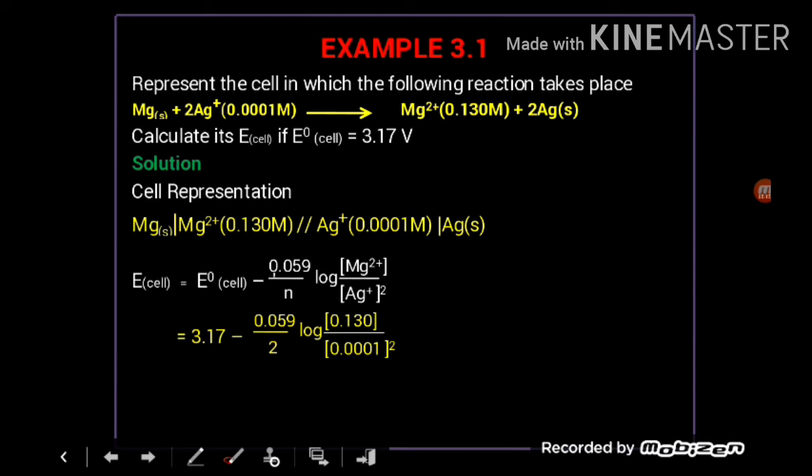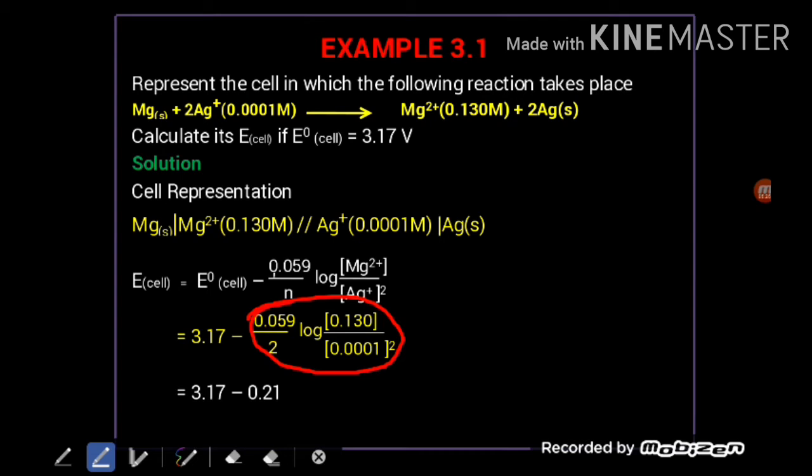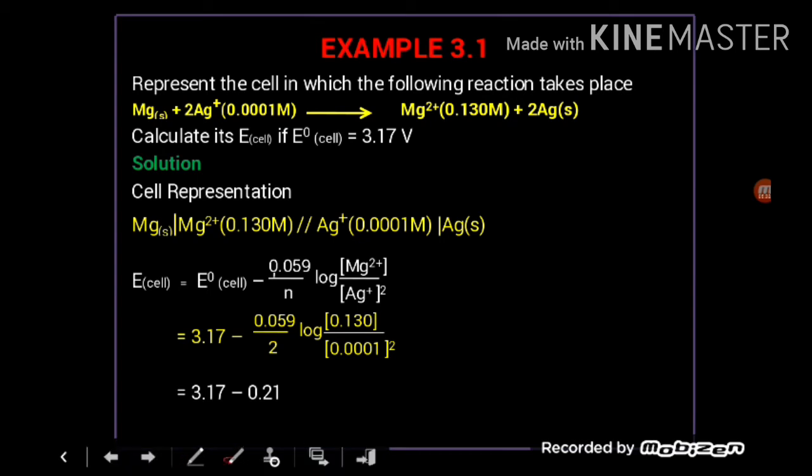Okay, so see, the magnesium concentration is 0.130 divided by the concentration of silver, 0.002, squared. When we solve it, we will find 3.17 minus, if you solve all these, if you solve this one, then you will find the value that is equal to 0.21, and next when you solve it, you will find the final answer, that is 2.96 volt. So the E cell is 2.96.